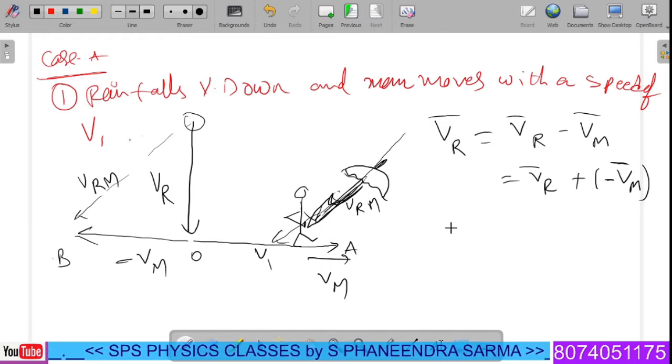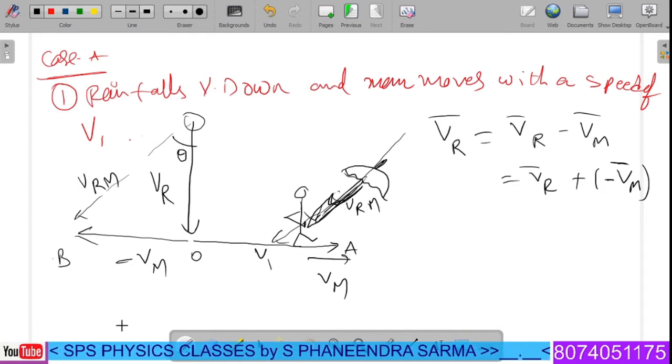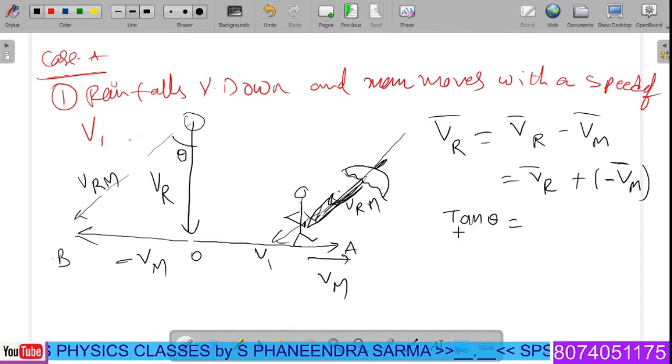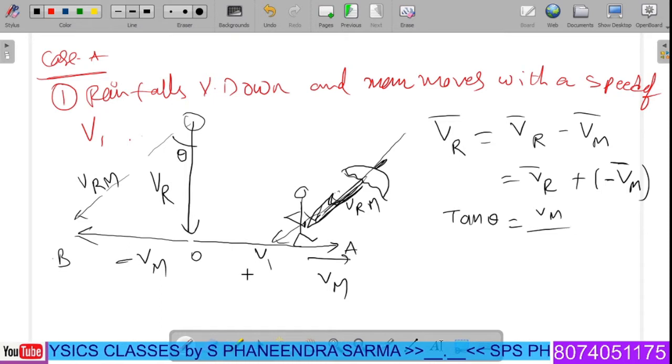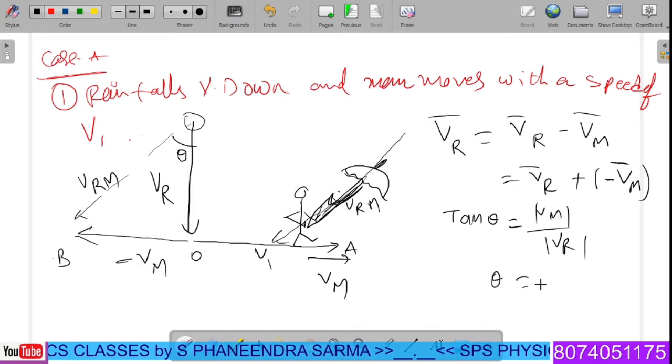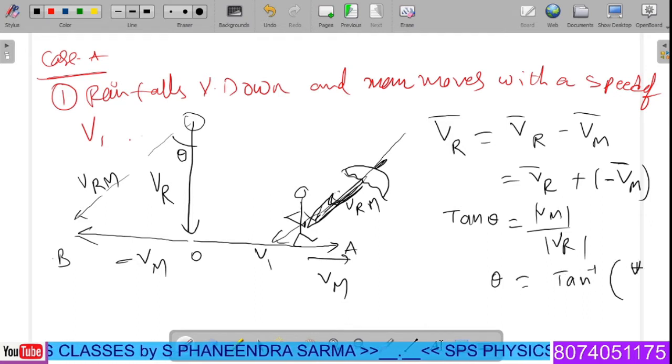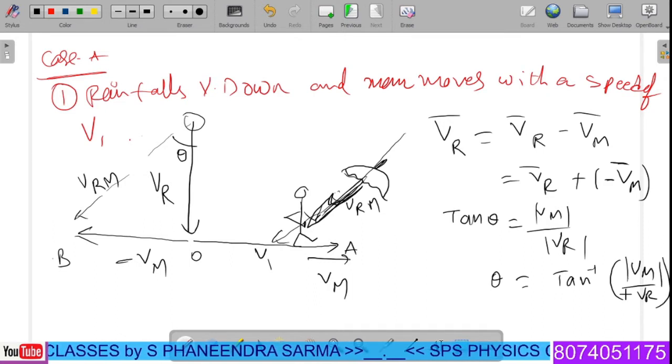So how much angle does he need to maintain? Theta is the angle he needs to maintain here. With respect to the vertical, he needs to make an angle theta degrees. Therefore, tan theta is equal to opposite side by adjacent side. The opposite side is Vm, and the adjacent side is Vr. We take only the magnitudes. So theta is equal to tan inverse of Vm by Vr, with the modulus. By using this formula, one can determine the direction in which the umbrella needs to be held.